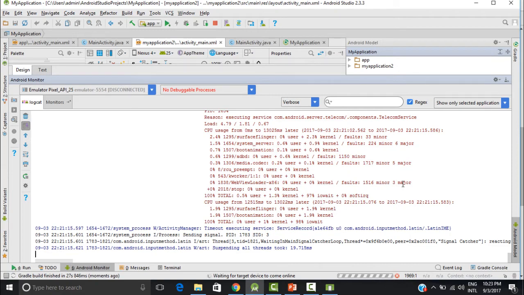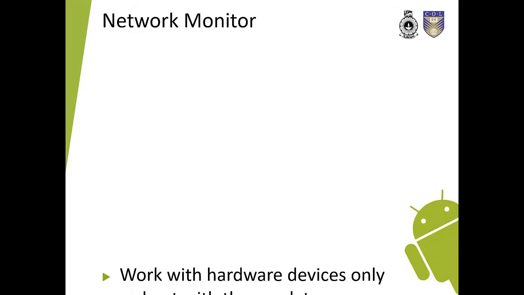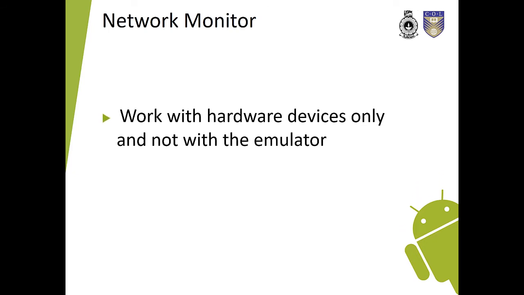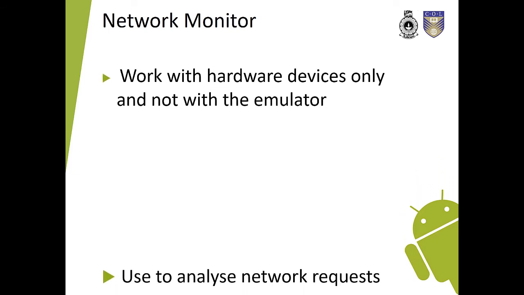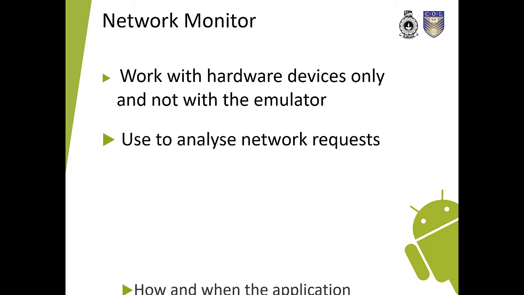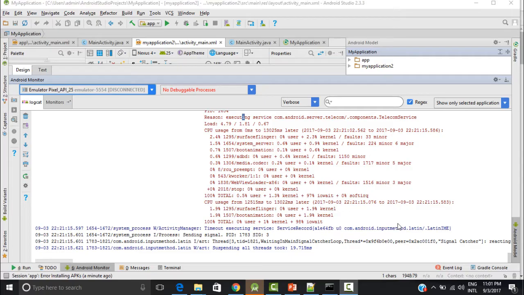Let's look at the GPU monitor now. In addition to what Logcat requires, to use GPU monitor you need to set profile GPU rendering in developer options on the device or emulator. The network monitor and the video capture tool work with the hardware device only, not with the emulator. Network monitor is used to analyze network requests, including how and when your application transfers data.